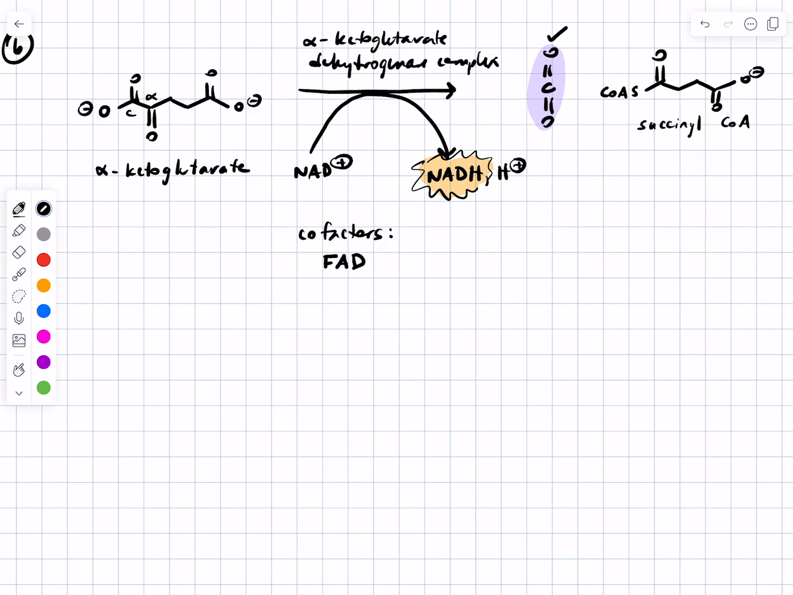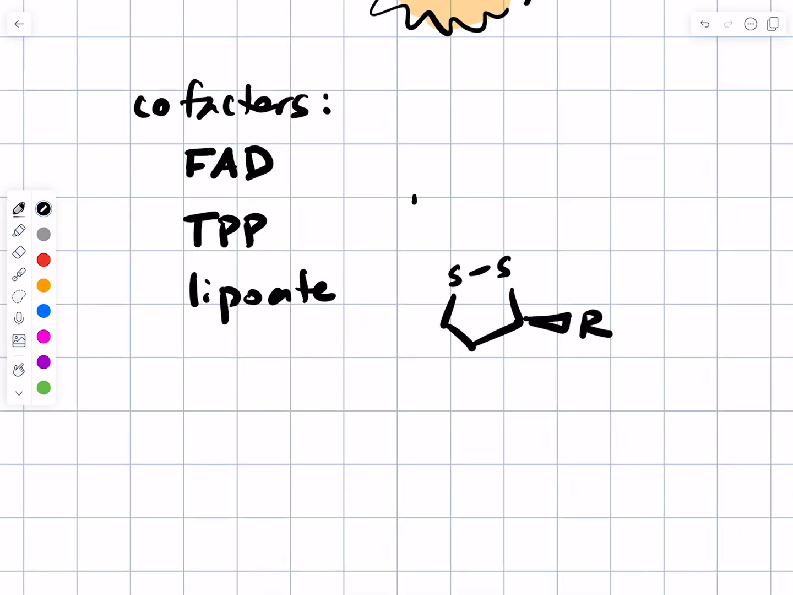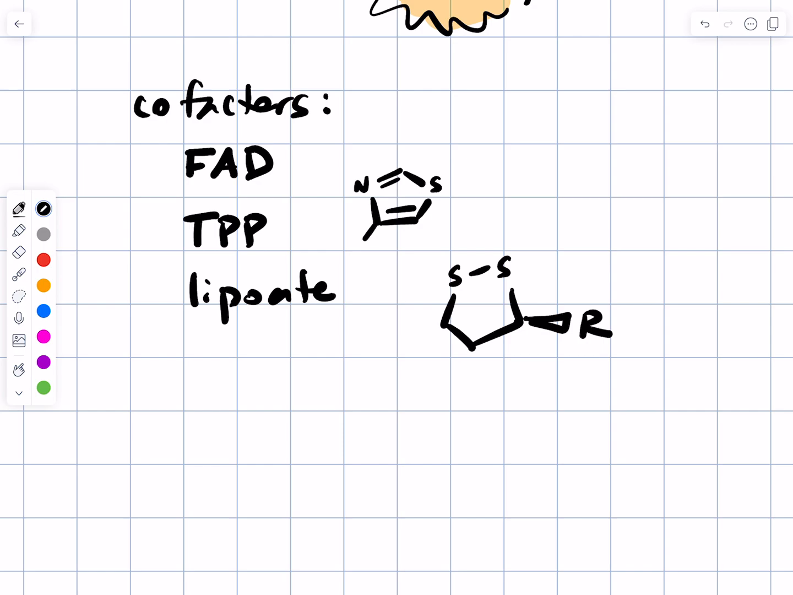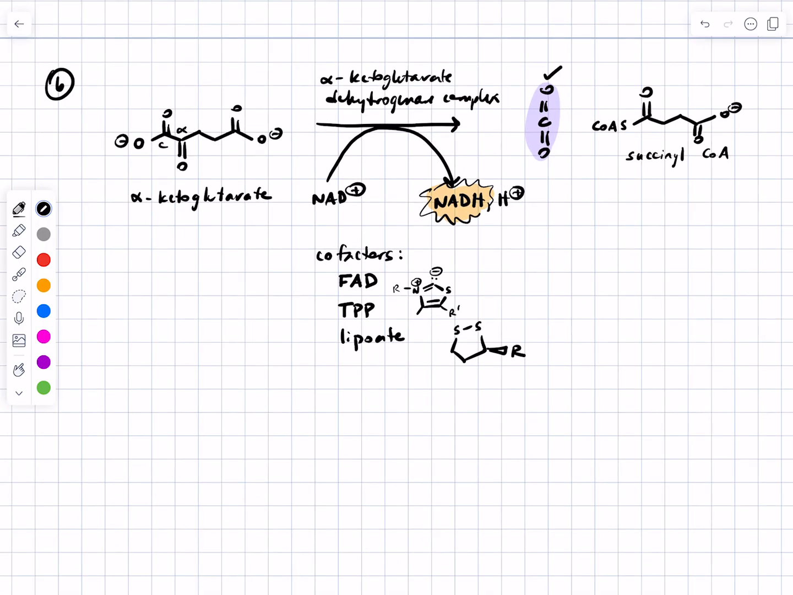It's going to involve FAD, thiamine pyrophosphate, and the lipoate group. I will just abbreviate these. We won't draw the whole structures. That's the 5-membered ring disulfide in lipoate, and then I'll draw just the business end of the thiamine pyrophosphate ylid, or the TPP group. All of these are necessary to make the reaction happen.